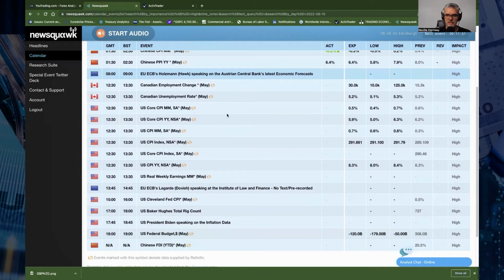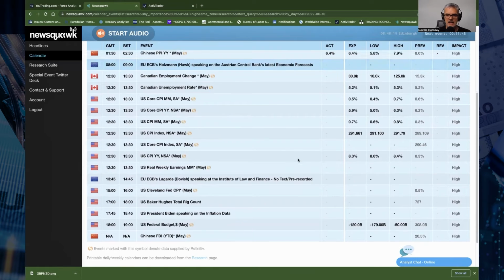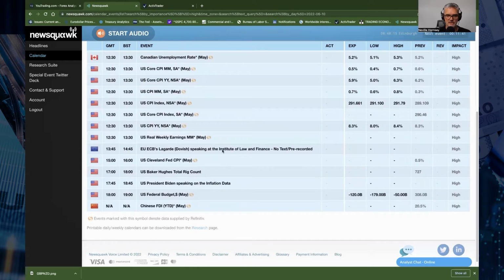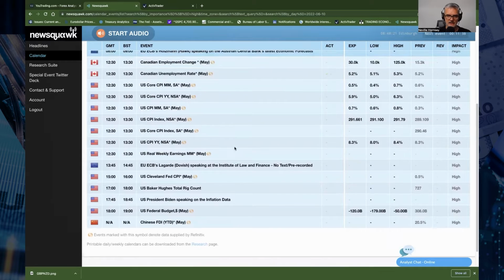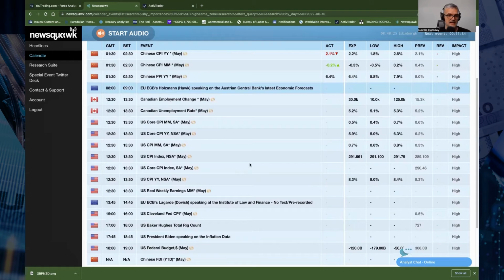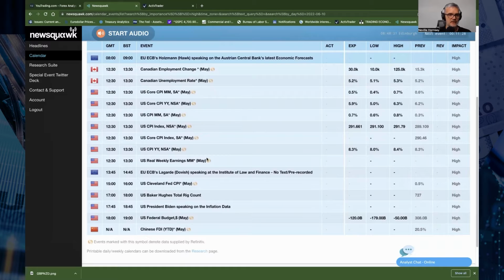Looking down, the main focus today will be the US CPI. We are expecting no change in the year-over-year non-seasonally adjusted reading for May. However, we have got President Biden speaking later today on this inflation data. So if it comes in as expected, then that's good. If it comes in better than expected, that's all down to him. If it comes in worse than expected, that will be because of the problems in Russia and the Chinese lockdowns.